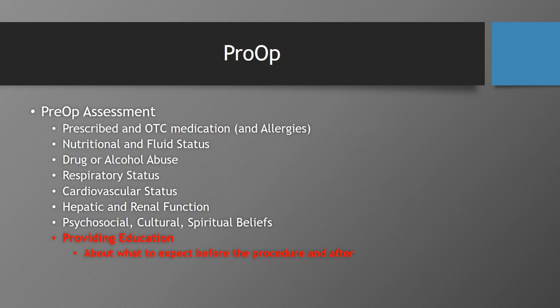Also with pre-op, the pre-op assessment includes prescribed and over-the-counter medication. This is to make sure that during surgery, your anesthesiologist will know what medications you're on and any possible interactions with other meds. Nutritional and fluid status. They want to make sure that you have enough protein, that you're healthy enough to be able to have surgery and then afterwards actually be able to heal.